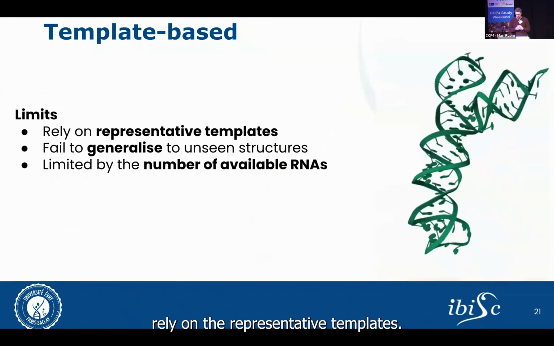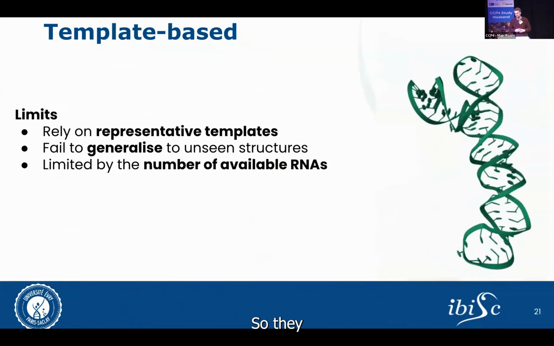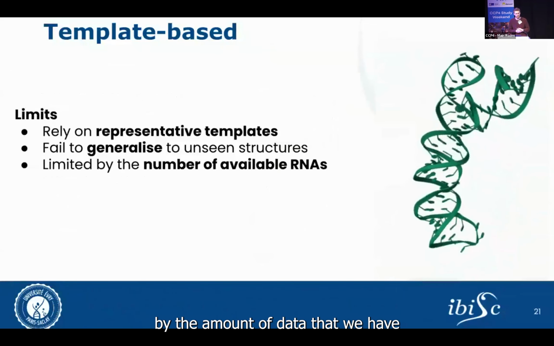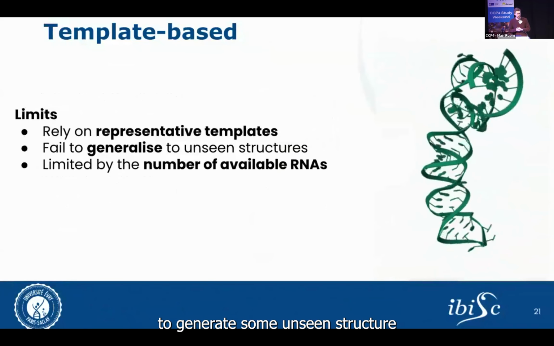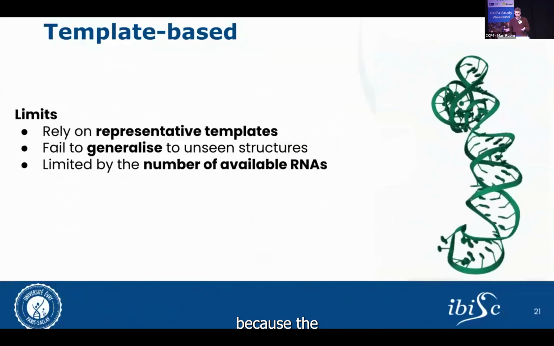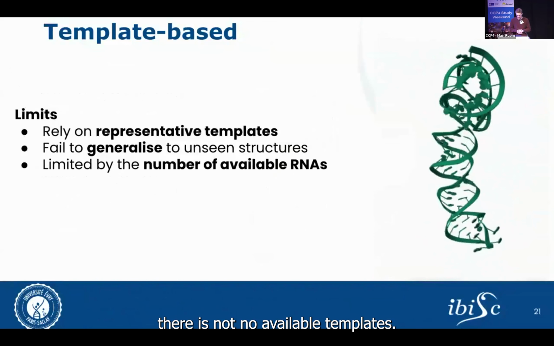And they will rely on representative templates. So this may be limited by the amount of data that we have for RNA 3D structures. And so sometimes it can fail to generalize to unseen structures because there are no available templates.